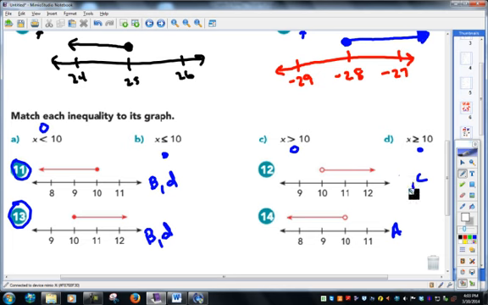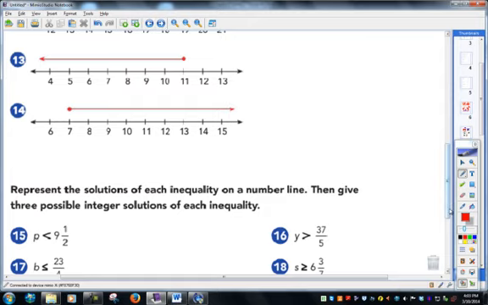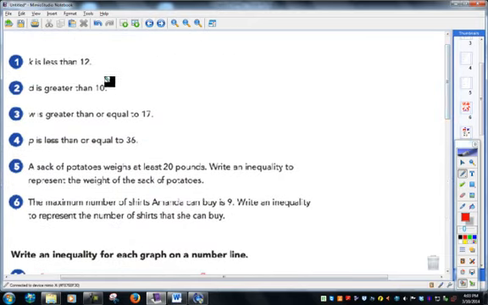Okay, now let's do this one here. B would be x values less than or equal to 10. So therefore this would be letter B right here. And then this one's showing values greater than 10, which makes it D. Okay? Pretty easy there. I think you guys are probably catching on here. Okay. And then writing your own, pretty easy here.